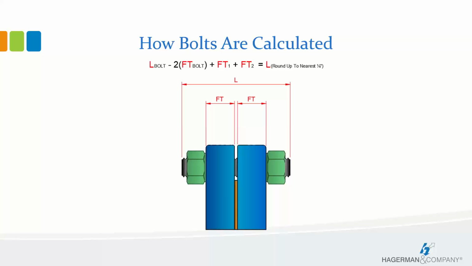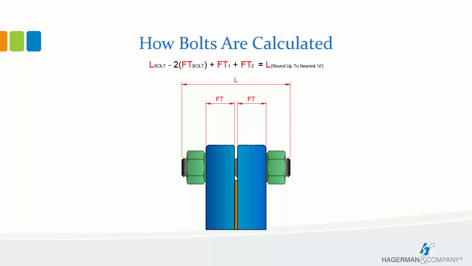So when you're looking at Plant 3D, bolts are calculated basically as the length of the bolt, 4¼ in that particular one that we're looking at, minus 2 times the flange thickness of the bolt, 1.12, plus the flange thickness of component 1 plus the flange thickness of component 2. That equals the length, rounded up to the nearest 1/4 inch. Plant 3D always by default rounds up to the nearest 1/4 inch.